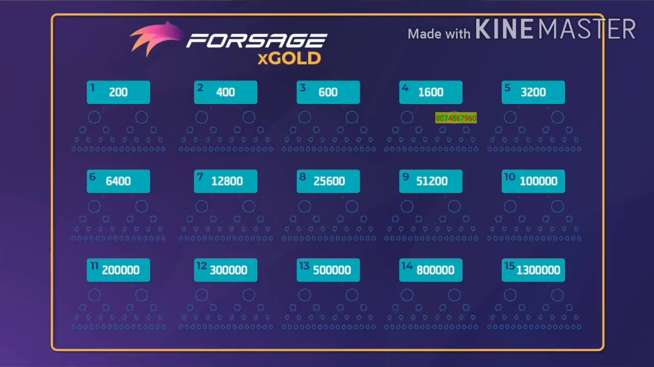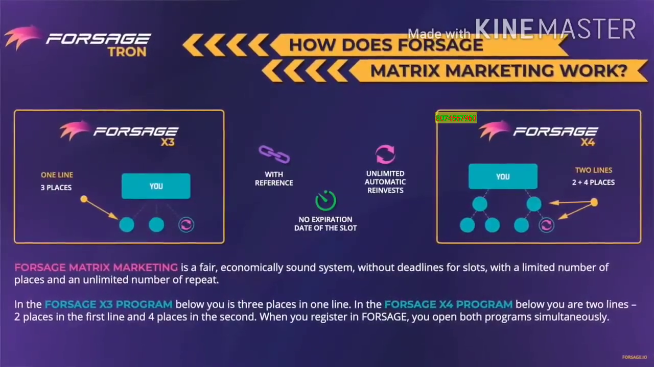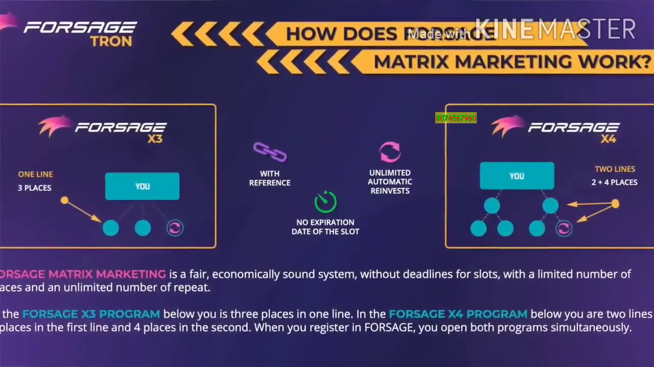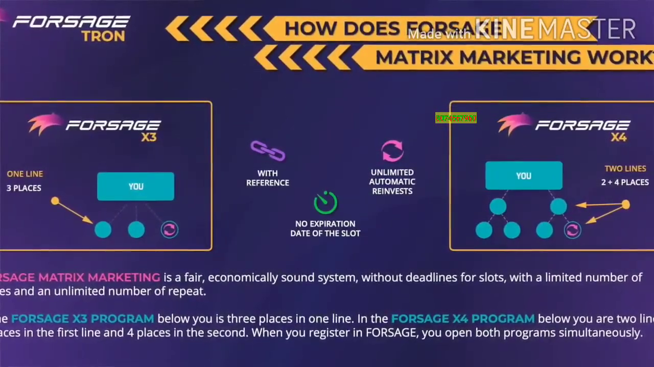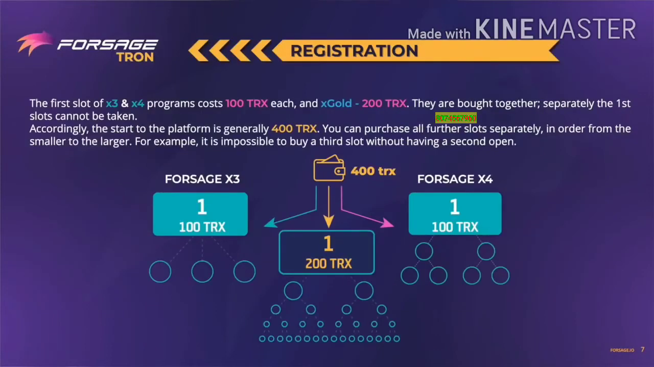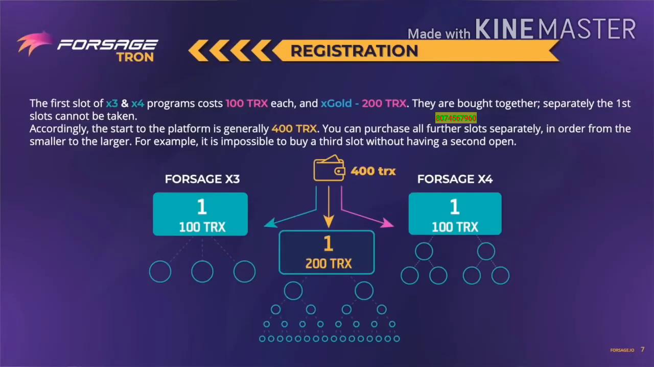If you join marketing on Tron at the pre-launch, before the launch of X Gold, then you need 200 Trons for registration and only 2 programs are activated, X3 and X4. When X Gold starts, those who connected at the pre-launch will first be given the opportunity to activate X Gold. It will cost another 200 Trons. Then there will be a full start, and entrance for everyone will cost 400 Trons. And all 3 programs are activated at once for each.